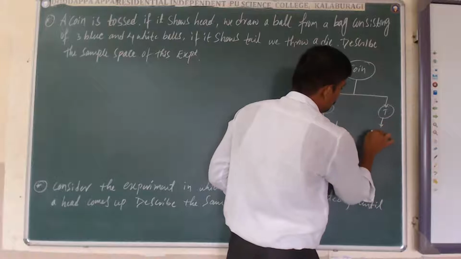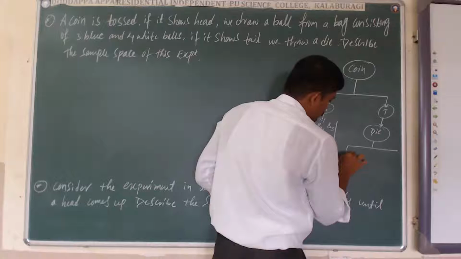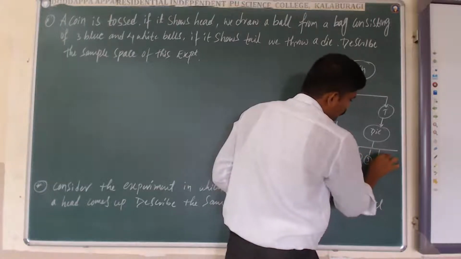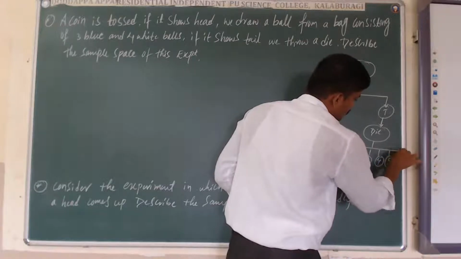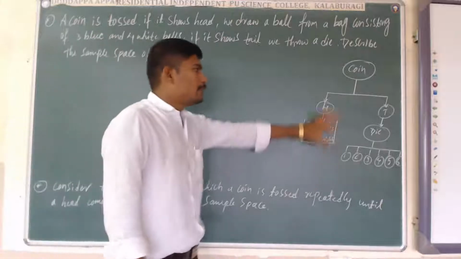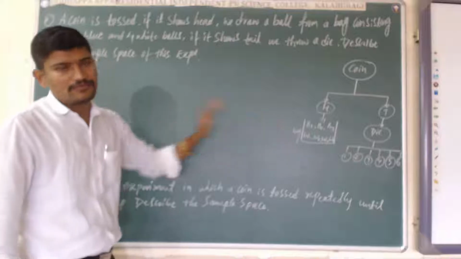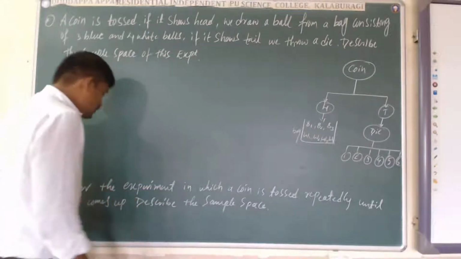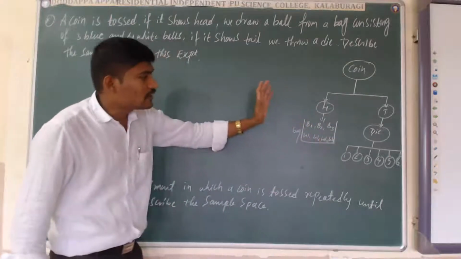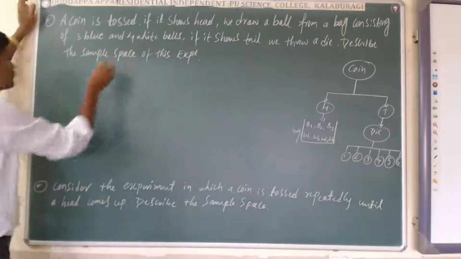A die has totally 6 possibilities: 1, 2, 3, 4, 5 and 6. So with the help of this concept, we can write the sample space. Okay, this is not necessary to write. It is just for your clarity purpose. I wrote here solution.